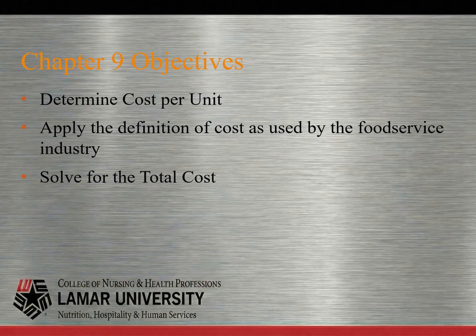So we're going to learn how to determine the cost per unit. If you buy a 50-pound bag of flour for $20, you need to know exactly how much 1 pound costs. Going to define cost. In our industry, cost doesn't mean what you paid at the store. It means the value of the ingredient used in a specific recipe. And then we'll solve for the total cost. If the recipe uses 3 ounces of an ingredient that cost 50 cents an ounce, the total cost will be $1.50.